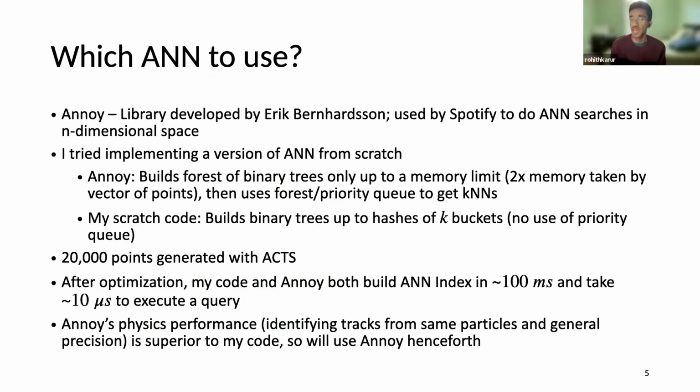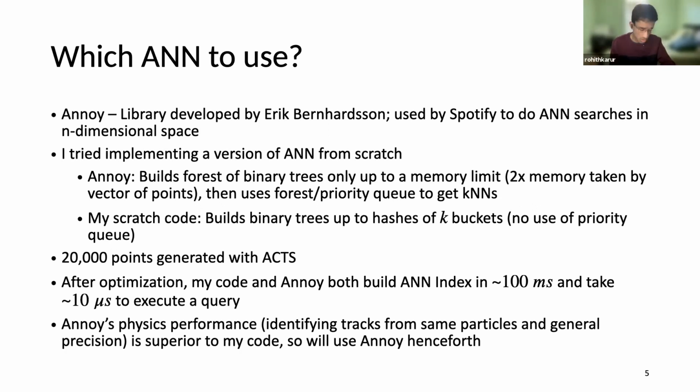So to get familiar with the ANN algorithm, I basically decided to implement the ANN from scratch. And then I tested it against the Annoy library, which is a popular library used in Spotify for song suggestions. The major difference between my code and Annoy's code is that Annoy builds a binary tree only up to a memory limit. It builds it up to 2 times the memory taken by the vector of points that's given. And then it uses a forest of trees and a priority queue to get the k nearest neighbors. My scratch code builds binary trees up to hashes of k buckets, and it immediately partitions the space into points.